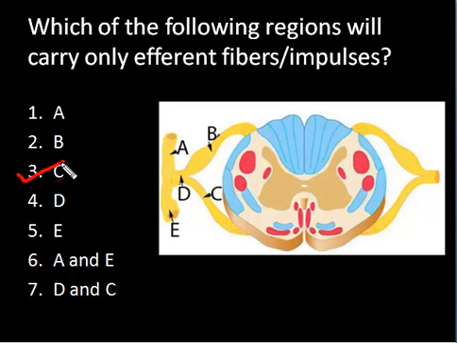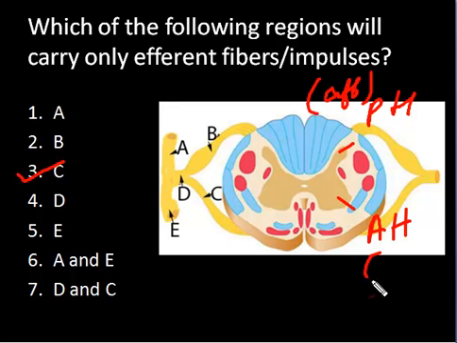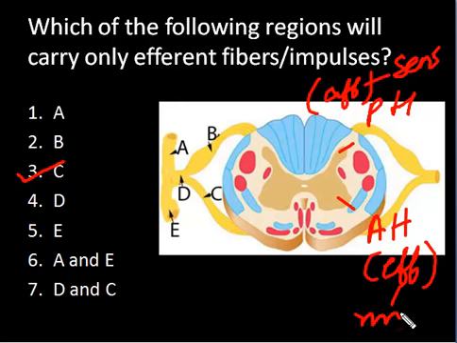So it's really important for you to know all these, be able to identify all these areas in this picture, plus identify what kind of fibers or impulses are carried in them. And then you must also know about the gray matter in this area. For example, this is the posterior horn, this is the anterior horn. The posterior horn receives afferent impulses. The anterior horn gives rise to efferent or motor fibers. You should also know that afferent means sensory and efferent means motor. So these are some important things that you must know.